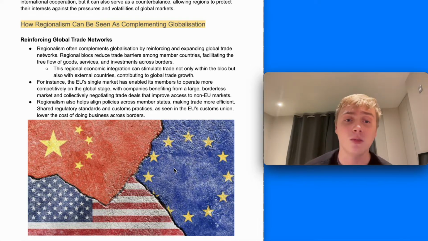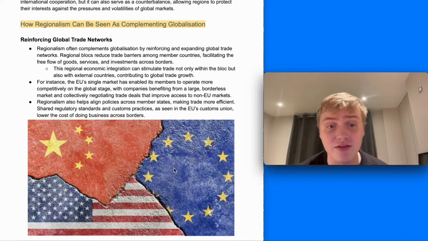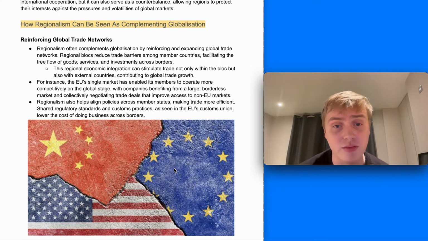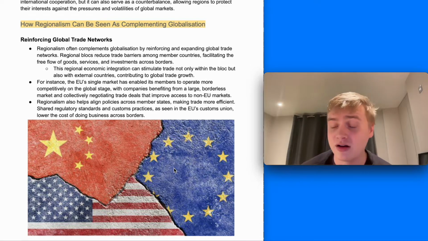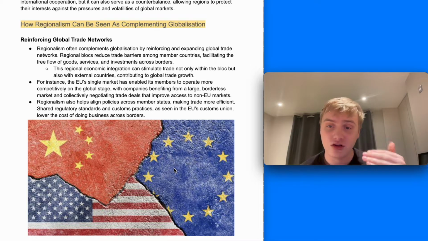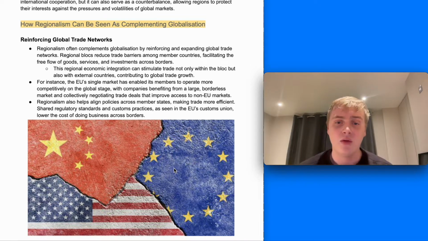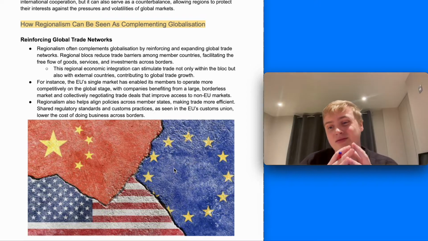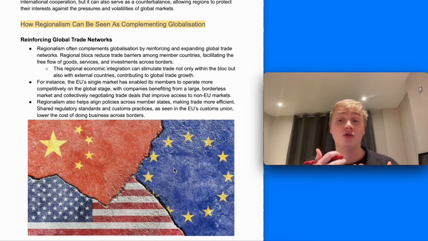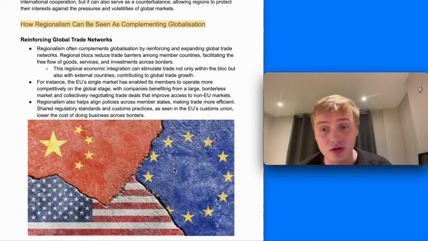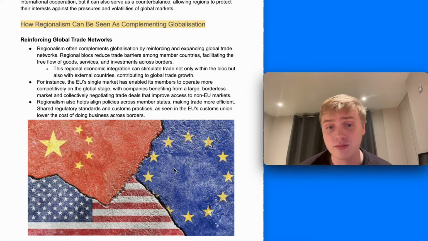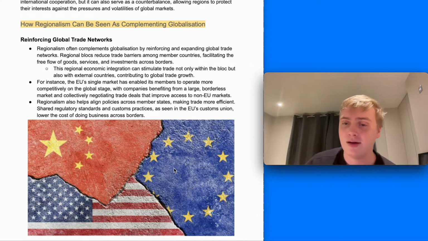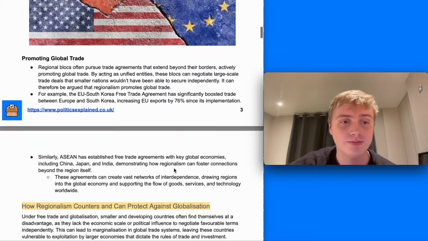For example, the EU single market has enabled its members to operate competitively on the global stage, with companies benefiting from a large borderless market and collectively negotiating trade deals that improve access to non-EU markets and reduce trade barriers with those markets. And if there wasn't an EU bringing together 27 smaller member states, it's unlikely that all of those would have signed trade deals with some of these most important economic partners. Therefore, overall, it can be seen as reducing trade barriers globally. It also helps to align policies across member states, making trade more efficient, for example, in regulation and customs practices.